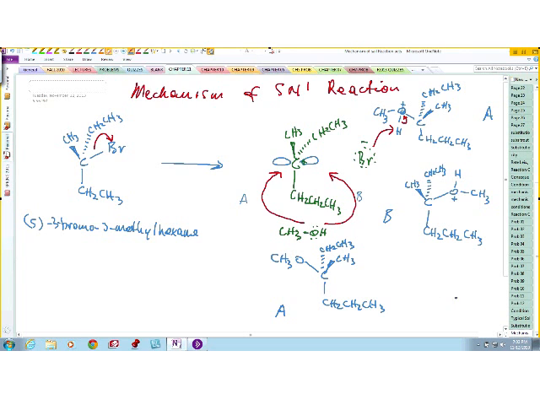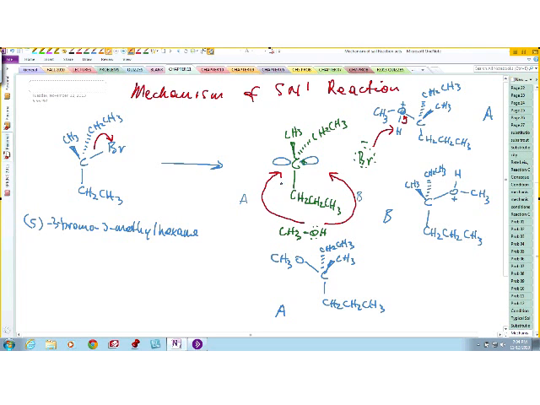And similarly, you get a similar product from B, as a result of abstraction of this proton here from the oxygen. So you also get a mirror image of this product here. Now the question is, what are the conditions for the SN1 reaction? How do you recognize an SN1 reaction?